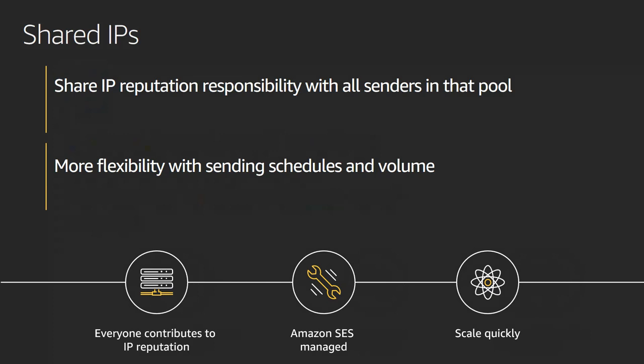Now, this can be a good model for some companies because they might not have a consistent sending schedule. They might have spikes in their volume. They might have big holiday or promotional days where they need to send a lot more than they normally would, or they might just have low volume altogether. So they don't have the email volume to be able to maintain good sender reputation at all times on a single or multiple dedicated IP pool. So in those cases, shared IPs are a good solution.